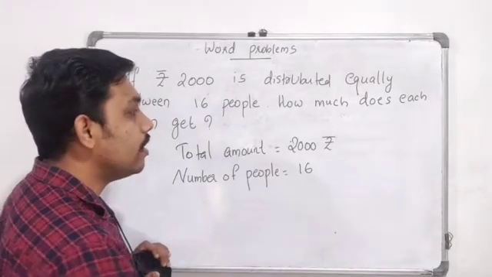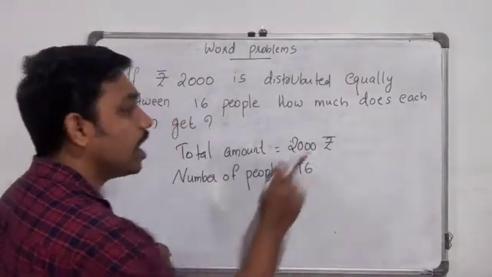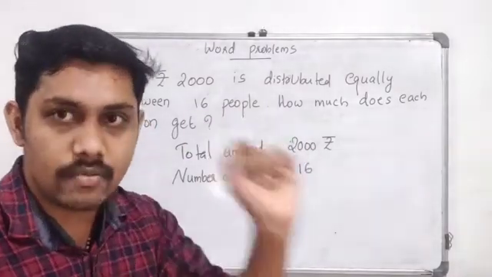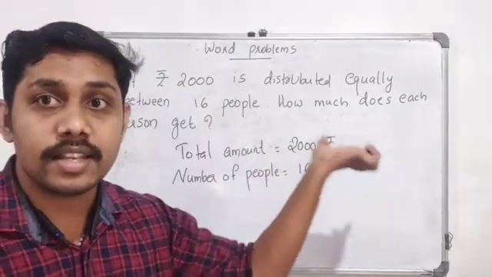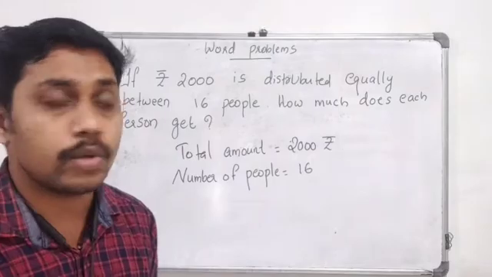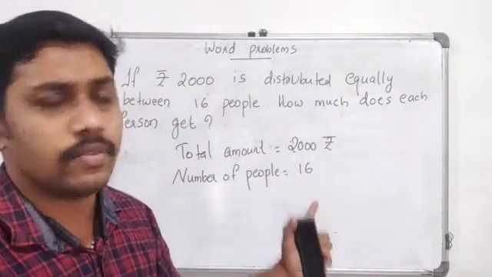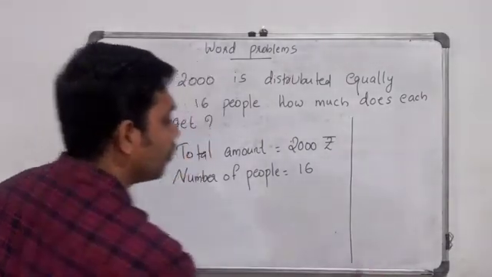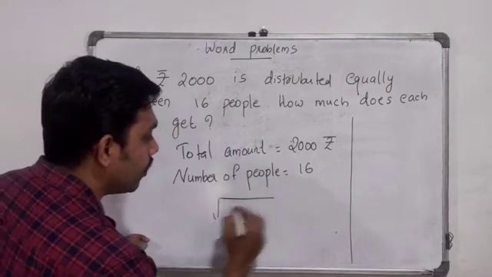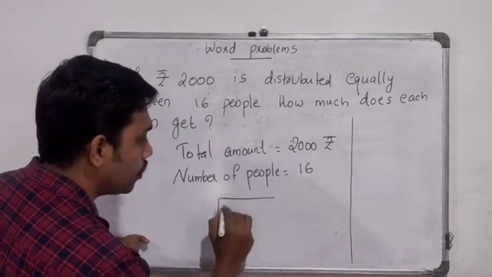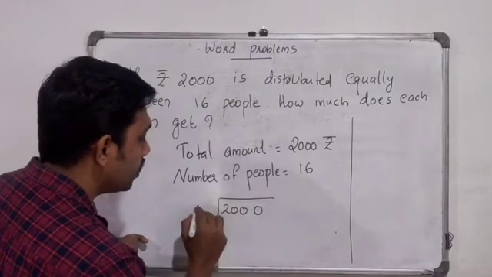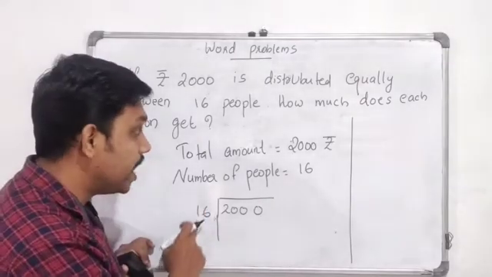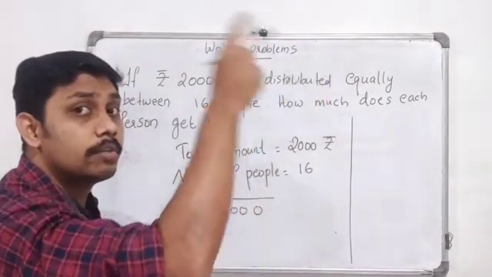Now here the total amount is the dividend, and the number of people is the divisor. So 2000 is the dividend, and 16 is the divisor. We need to divide 2000 by 16. So we need to know the multiples of 16.